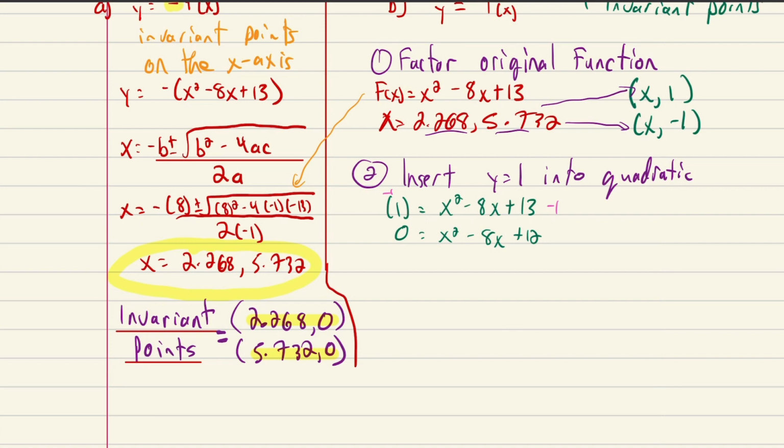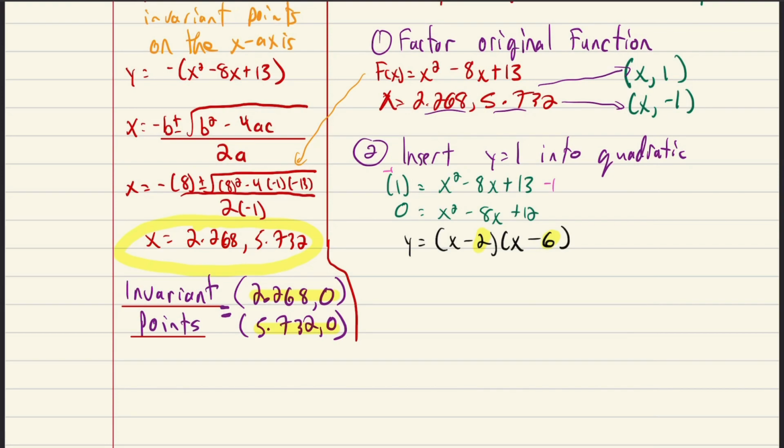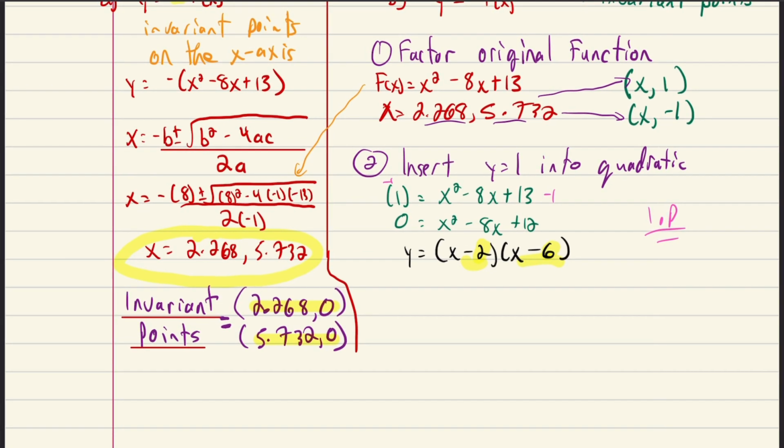Inserting the 1 into the quadratic and then setting it to 0, we get x² − 8x + 12. Then we're going to factor this. I factored the quadratic at y = 1, and I end up getting x = 2 and x = 6, because remember we set each of these brackets to 0. So when I write my invariant points, I'm going to write IP: one of them is at (2, 1), and the other invariant point is at (6, 1).